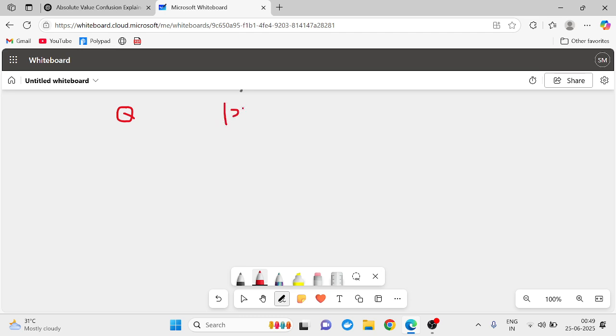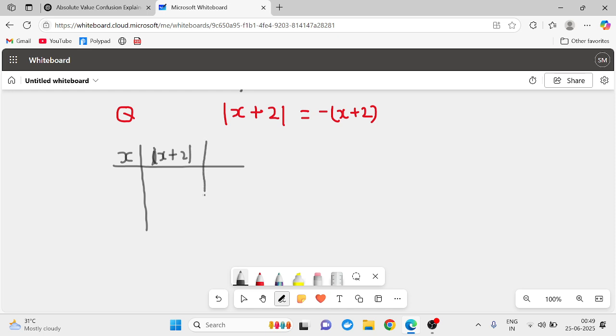Mod of x plus 2 is equal to negative of x plus 2. We'll check whether it's possible or not by a table. So we can take x, and again further we can take x plus 2. Better to take in mod, and again minus of x plus 2.